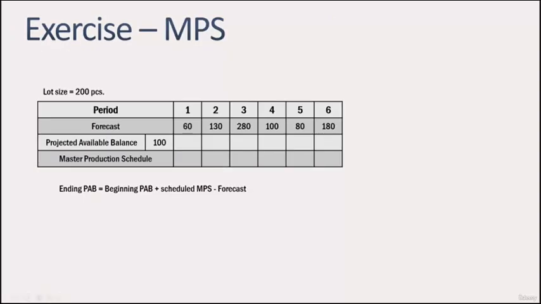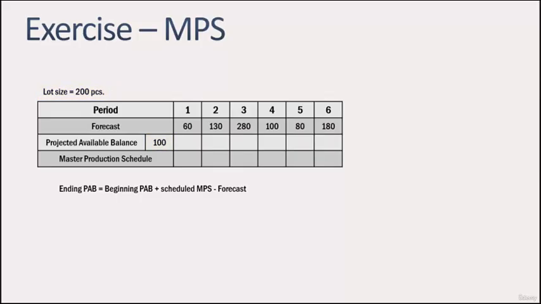It's time for another exercise. In this exercise, you'll be improving your skills by creating an MPS and using the projected available balance tool. Here we have forecast data over 6 periods. Your MPS lot size is 200 pieces, and your beginning inventory is 100 pieces.